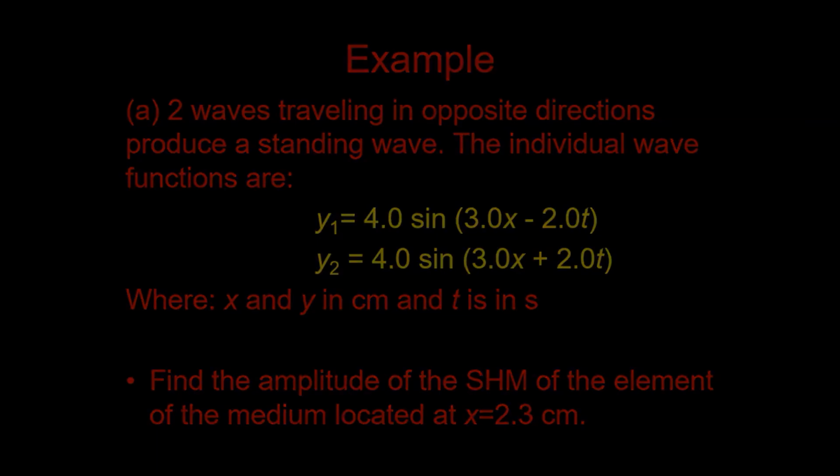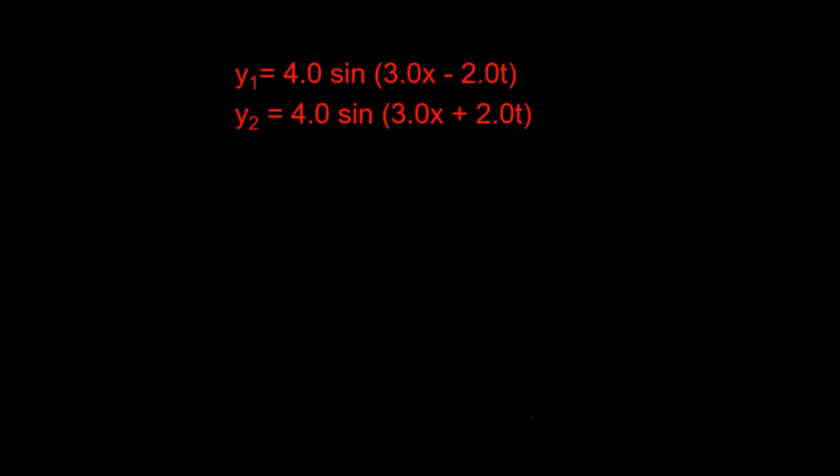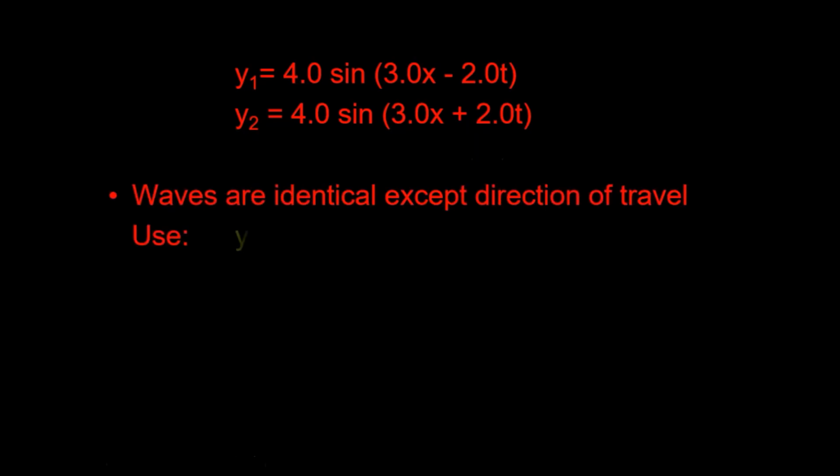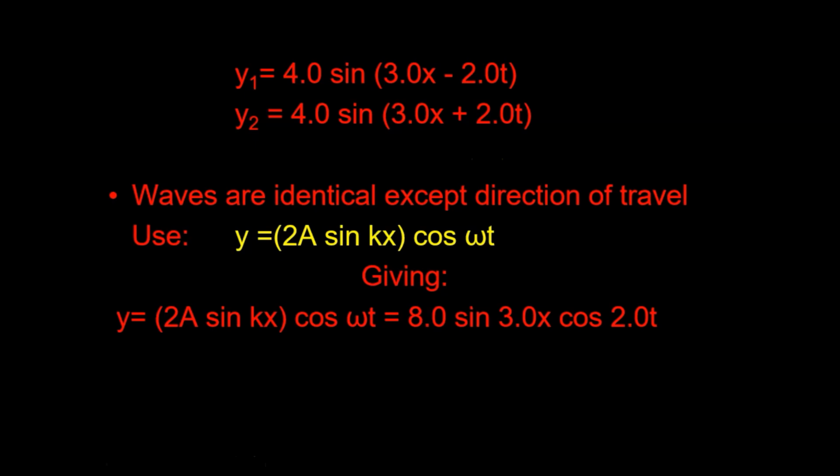So what have we got to work with? We've got two wave functions, which I know everybody loves. And these are absolutely identical apart from their direction of travel, y1 being a negative value, y2 being a positive value. So we can use y equals 2a sine kx cos omega t. This will give us 2a sine kx cos omega t equals 8 sine 3x cos 2t.